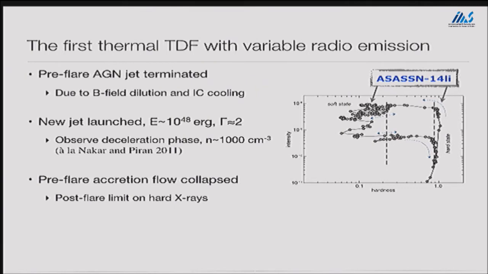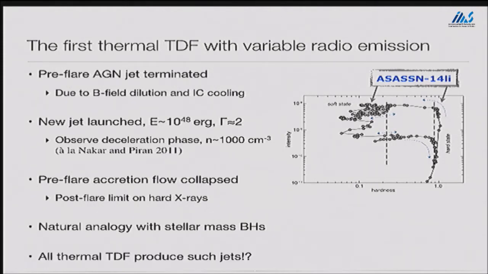And so this means that this pre-flare accretion flow has collapsed. It's gone now. And this flare would be a radially inefficient accretion disk which produces hard X-rays. We now have really good hard X-ray upper limits in the SWIFT data. And indeed, we are not seeing any hard X-rays from this source. So this is also consistent with the collapse of this pre-flare accretion flow. And so this is a natural analogy with X-ray binaries as they move from the hard to the soft state. And so if we extend this analogy, it would be reasonable to say that every thermal tidal disruption launches a jet, at least if it's first in the hard state, if it has a pre-existing AGN.